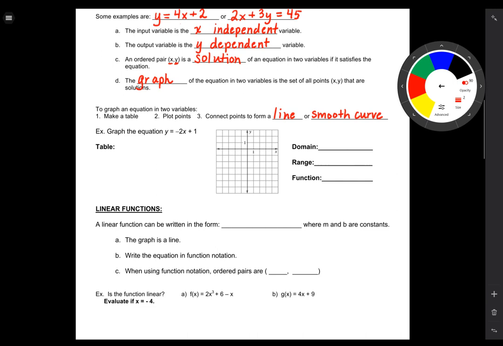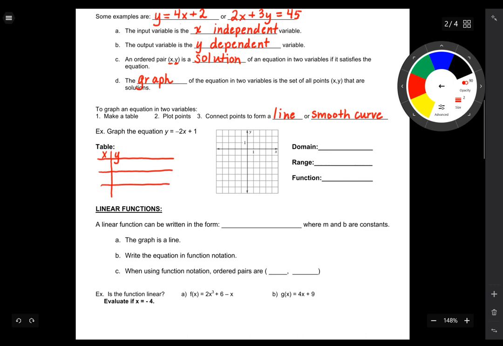We're going to graph the equation y equals negative 2x plus 1. So the first thing we want to do is make a table. You can make a horizontal table or a vertical table. I recommend making a vertical table because you have more room to work. Label it x y. And always make my y a little longer because that's where you need to show your work if you can't do some of the stuff in your head.